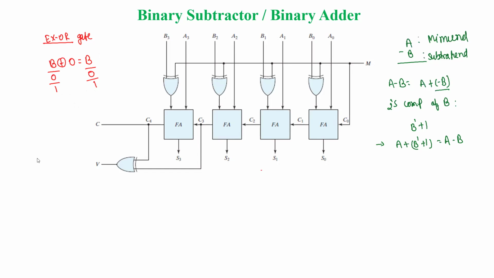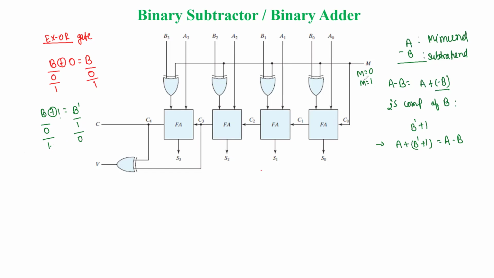Similarly, when we have B XOR 1, what is going to be the output? In this case, the output is B dash. If B is 0 and the other input is 1, only one input is high, so the output will be 1. Now if B is 1, both inputs are 1, 1, so the output is going to be 0. On the basis of this, we are going to take M equal to 0 and another case M equal to 1.